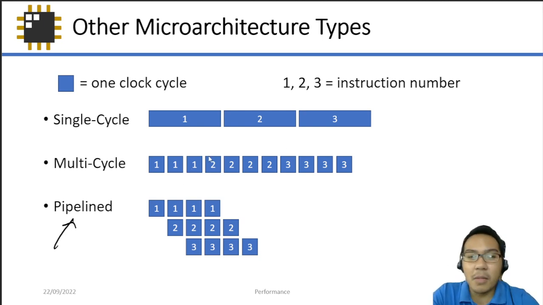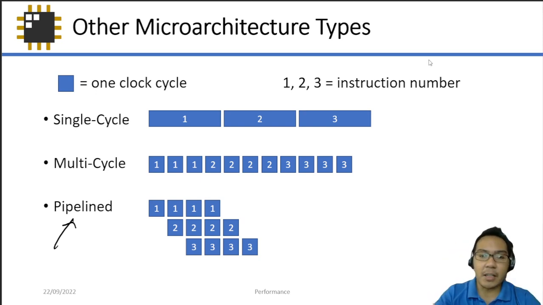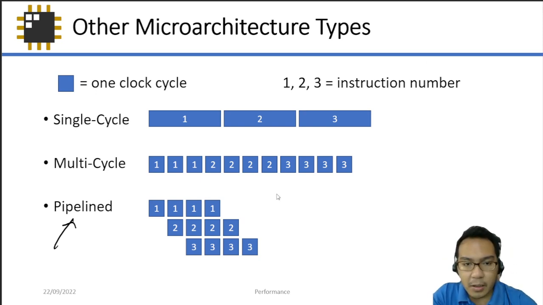But you can see here a blue shape. It's not a square. A blue quadrilateral symbolizes a single clock cycle, and the number inside it symbolizes the instruction that it is currently executing. And we are executing three different instructions on these microarchitectures. So for a single cycle processor microarchitecture, this is what it does.